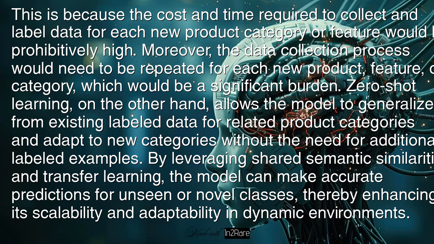Zero-shot learning, on the other hand, allows the model to generalize from existing labeled data for related product categories and adapt to new categories without the need for additional labeled examples. By leveraging shared semantic similarities in transfer learning, the model can make accurate predictions for unseen or novel classes, thereby enhancing its scalability and adaptability in dynamic environments.